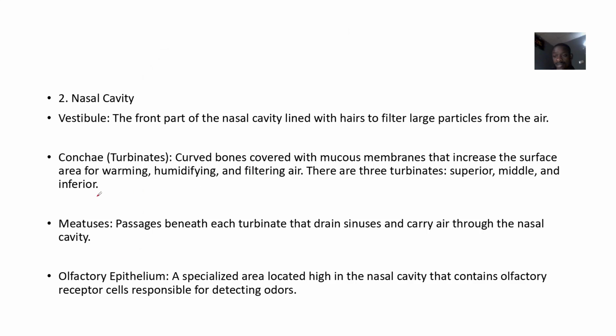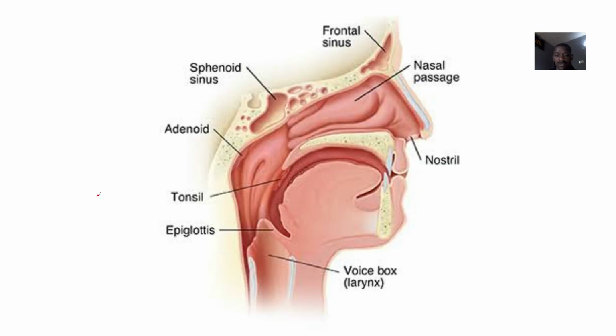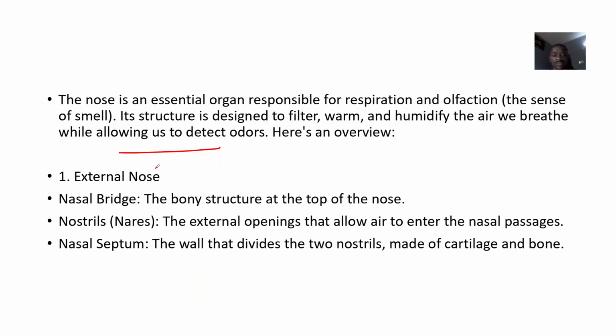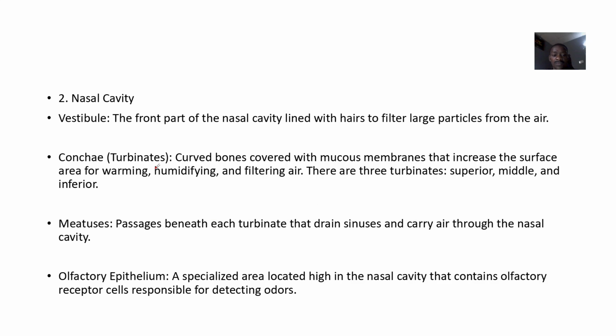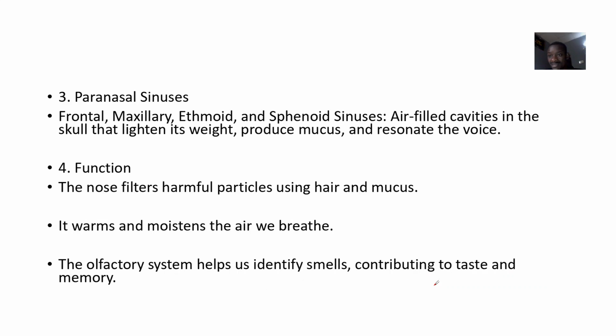So we have the concha. I think concha is not labeled here, but when we're now talking about the anatomy in depth again, you guys should get to see. Then we have the word meatus. These ones are the passage beneath the turbinates, that drain sinuses. They carry air through the nasal cavity. They'll have the olfactory epithelium, a specialized area located high in the nasal cavity that contains olfactory receptor cells responsible for detecting odors. Paranasal sinuses.